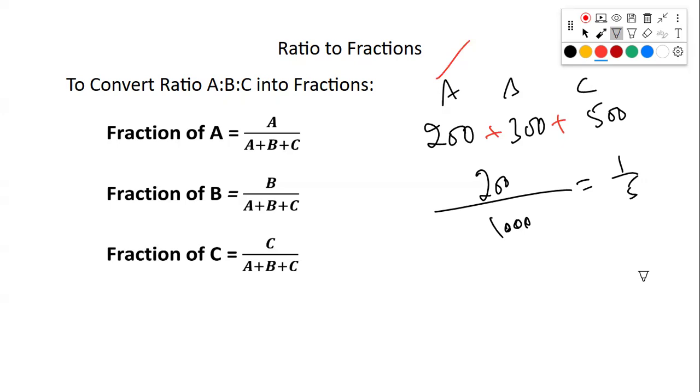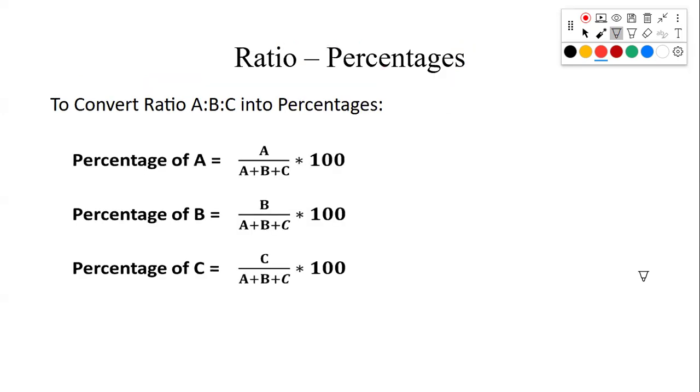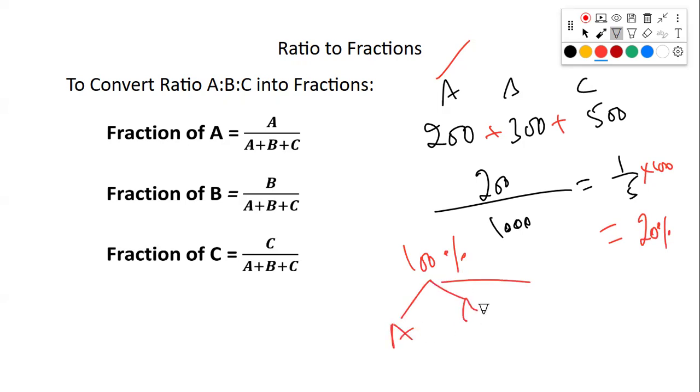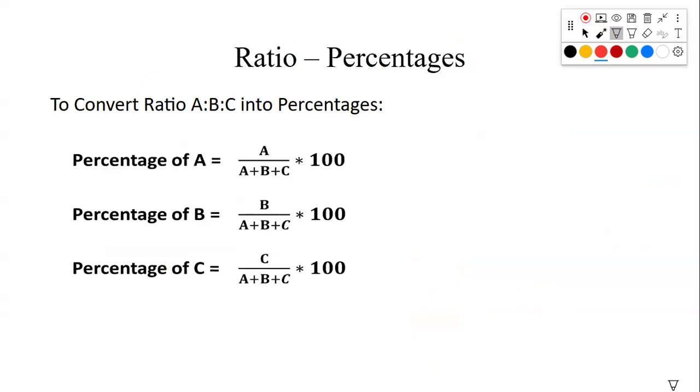So similarly, I can find out the percentage also. In the previous example, if I multiply by 100, it is 20%. Out of 1000, A gets 20%, B gets 30%, and C gets 50%. Say if I have to divide the entire 100% into A, B, C, based on the values, A gets 20%, B gets 30%, and C gets 50%. Now you see the total is 100%. So I can also convert this into percentages by multiplying by 100.